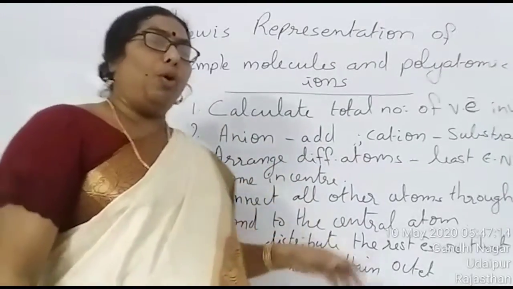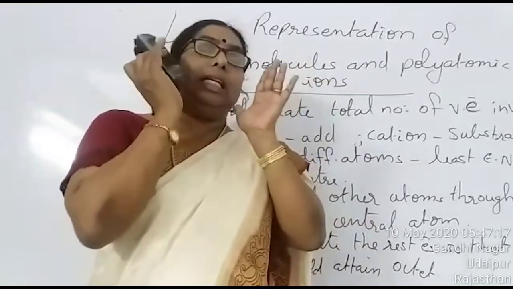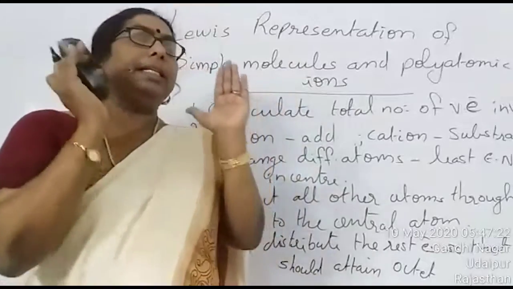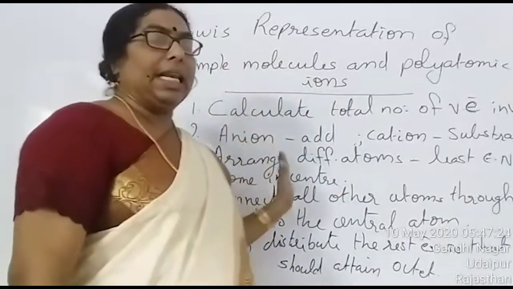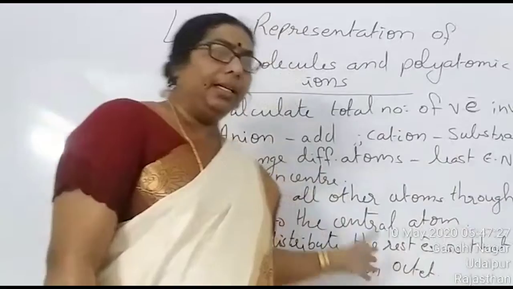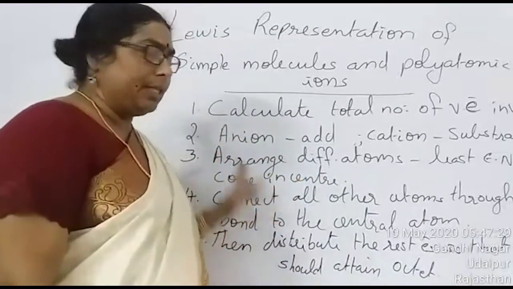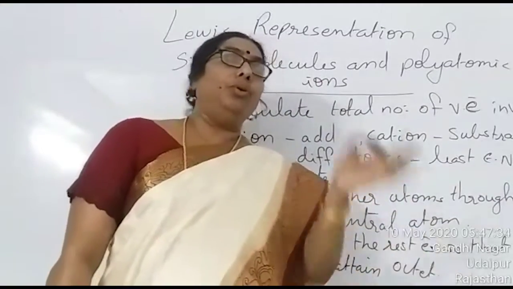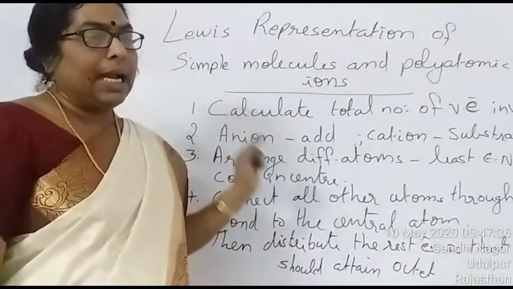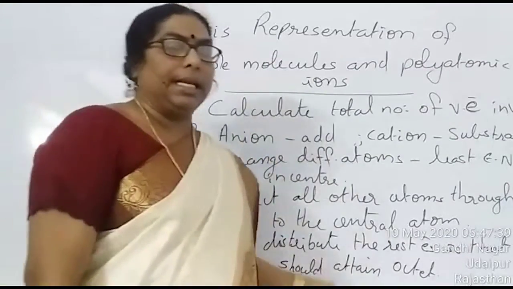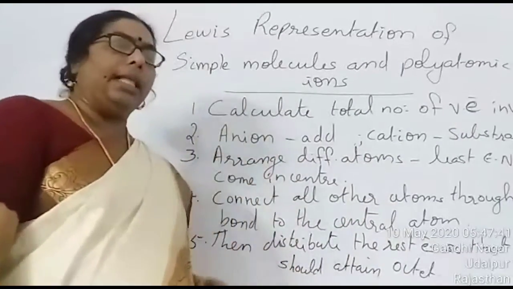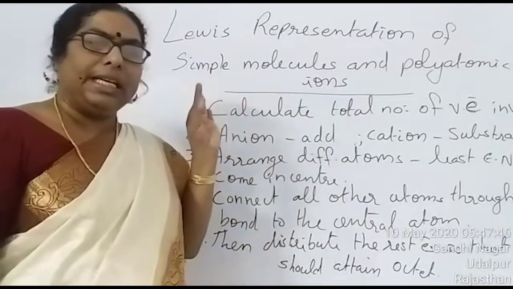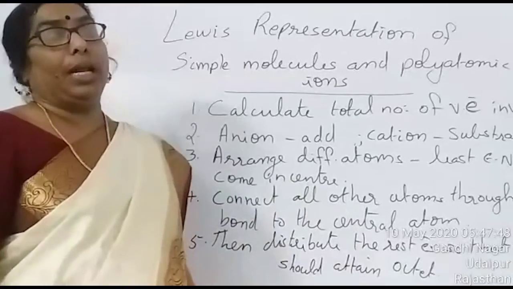Then the next point, you are supposed to keep the least electronegative atom in the center. When you are arranging the different atoms, keep the least electronegative atom in the center and then arrange the rest of the atoms. Then we have to connect all other atoms to the central atom through single bonds. And then finally, whatever be the rest of the electrons you have, you are supposed to distribute them in such a way that every atom should attain octet.